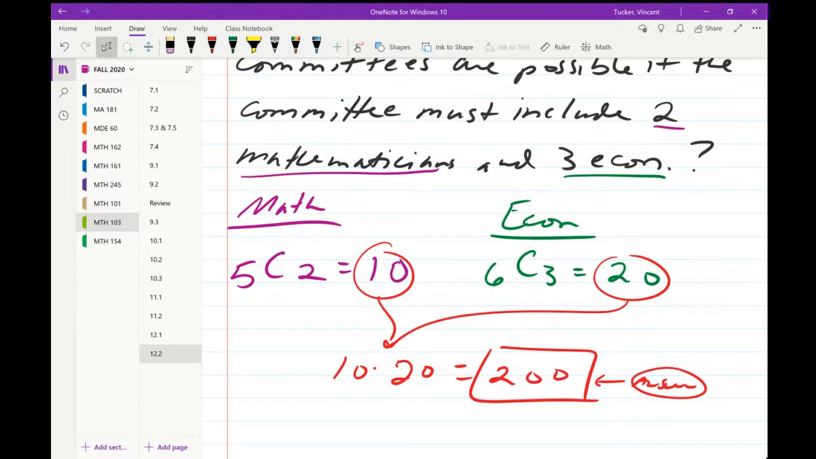All right, any questions before we look at 12.3?